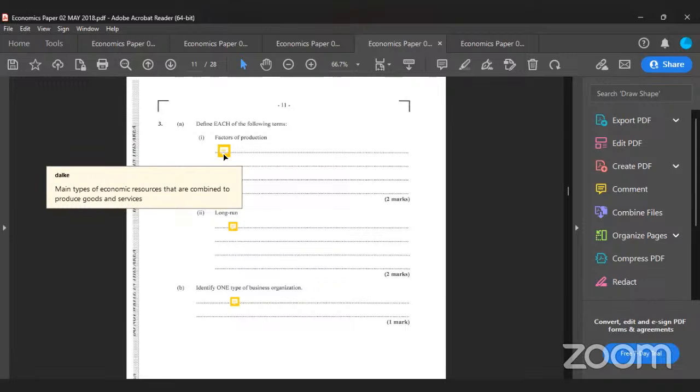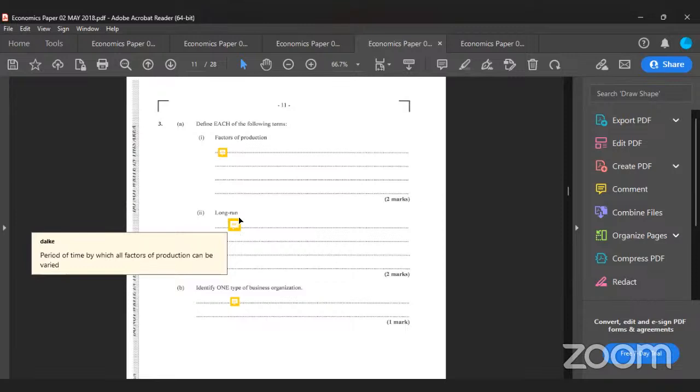Right? So, furthermore, the second part asks to define the long run. So the long run is a period of time in which all factors can be varied. In the short run, we understand that there's at least one fixed factor. And in the short run, that fixed factor tends to be capital, right? However, in the long run, there's ample time or enough time to vary.